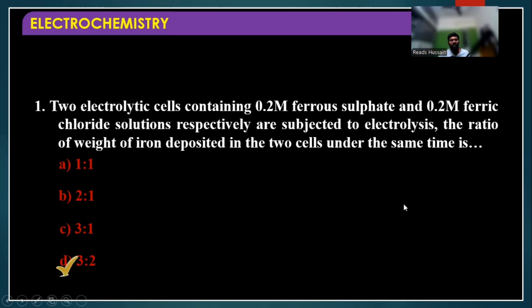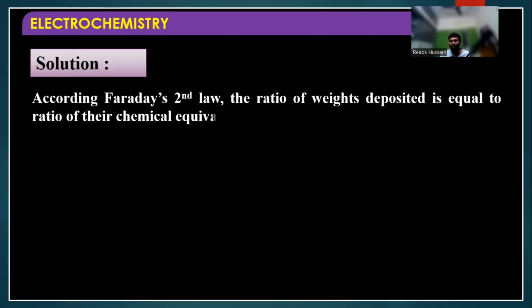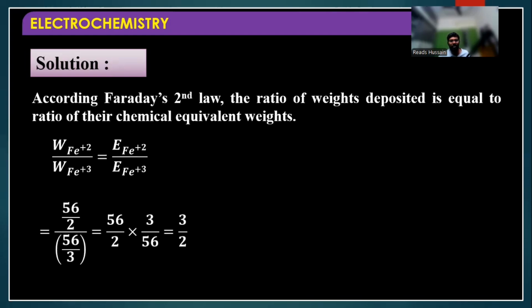See, 3:2. Why 3:2? According to Faraday's second law, the ratio of weights. Just you get the formula. What is the formula? M1 by M2 is equal to E1 by E2. Don't be confused. Here W is used. W is nothing but weight. In the formula we have used M. M and W both give the same meaning here. So M1 by M2, that means mass of ferrous by mass of ferric is equal to equivalent weight of ferrous by equivalent weight of ferric.